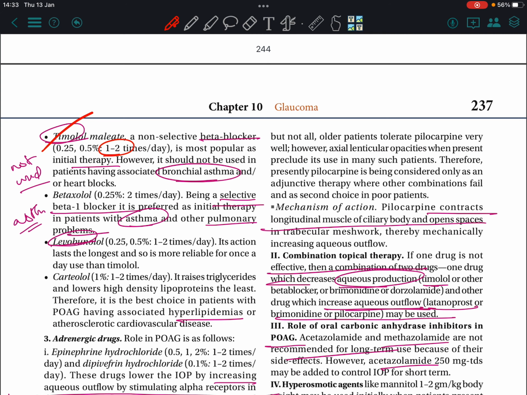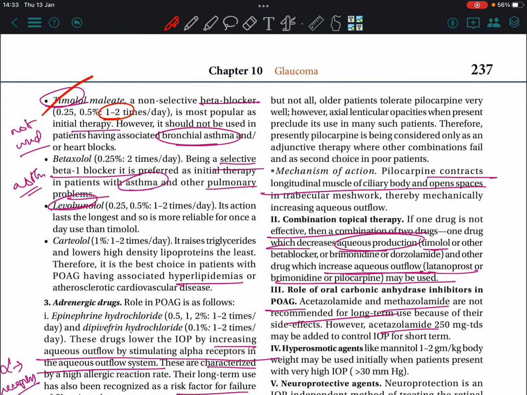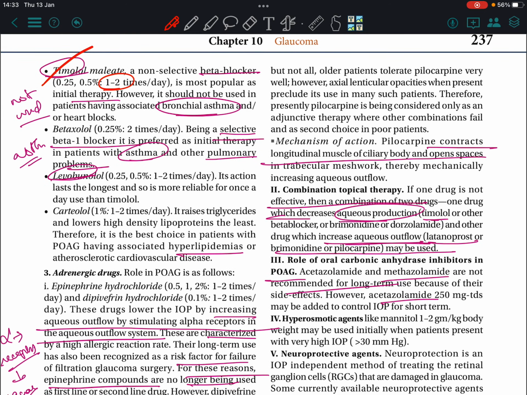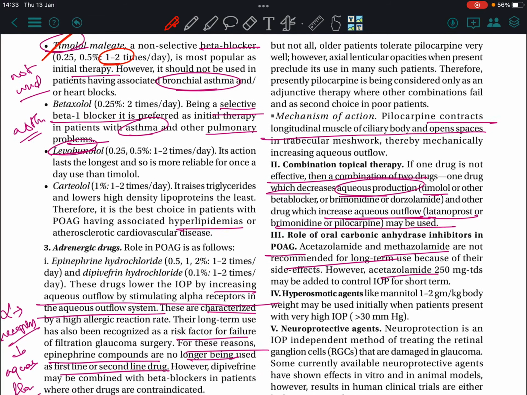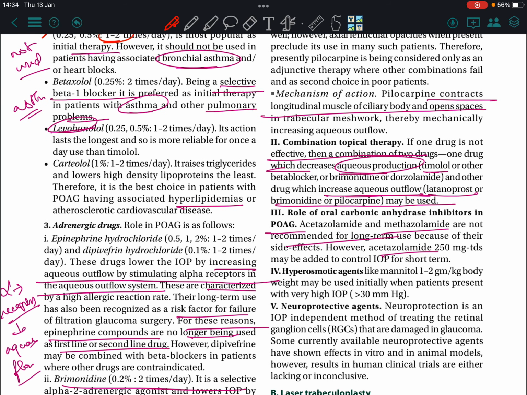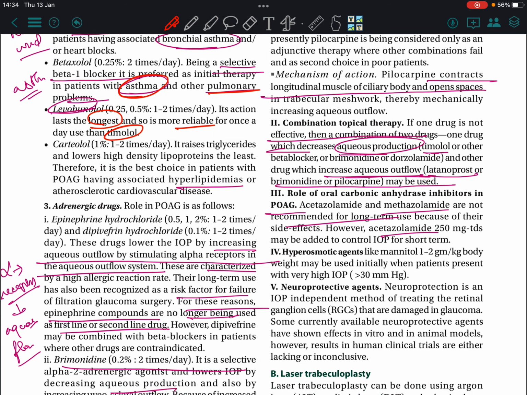Instilled 1 to 2 times daily, it is most popular. However, it should not be used in patients with bronchial asthma and heart block. Betaxolol, being a selective beta blocker, is preferred in initial therapy in patients with asthma and other pulmonary problems. Levobunolol's action lasts the longest, so it is more reliable for once daily use.